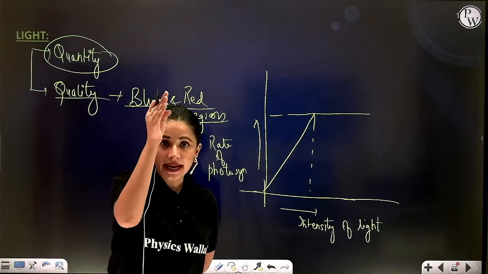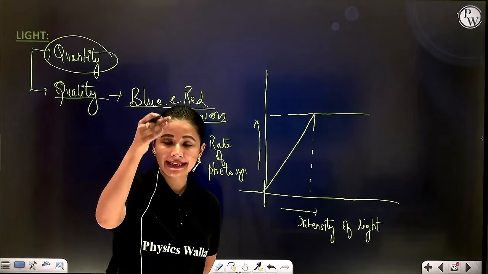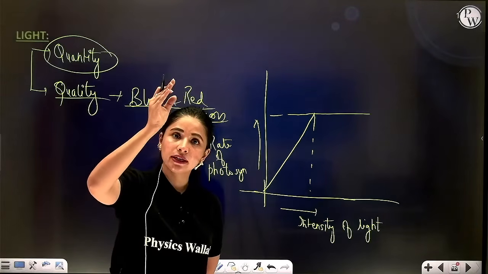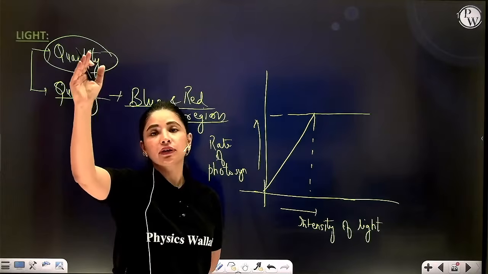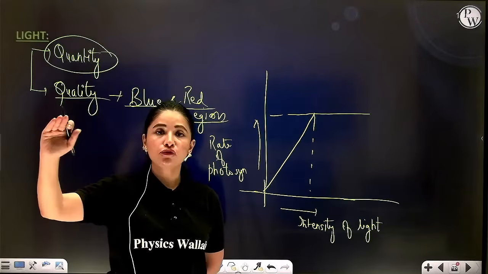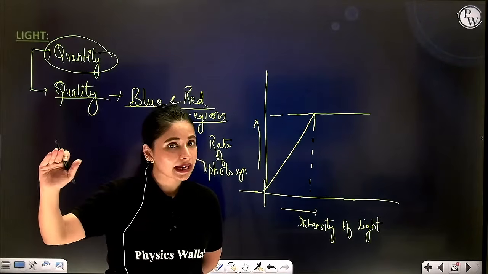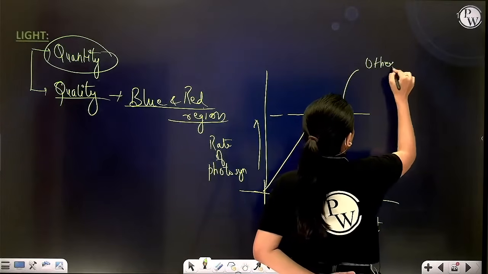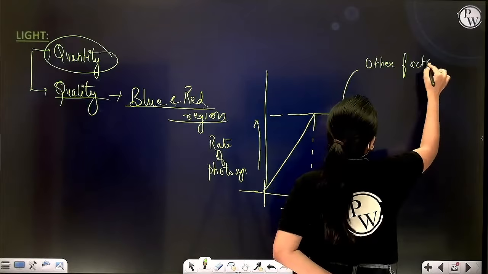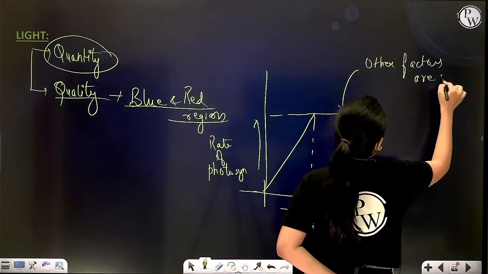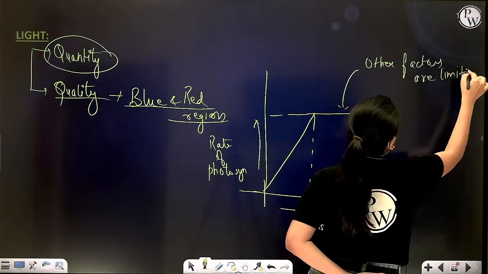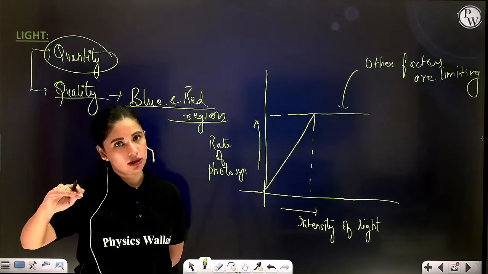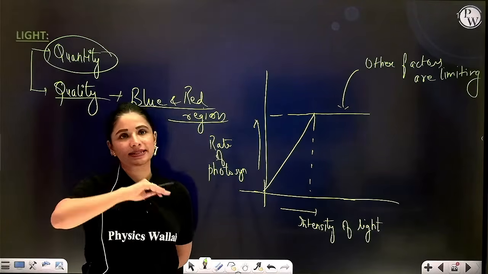So there's a peak of light intensity. Till that point only, the photosynthesis rate is going to increase. Even after that, if you increase the light, the rate of photosynthesis is going to become stagnant because other factors have become limiting. So the rate of photosynthesis is constant. That means you have reached the maximum level.